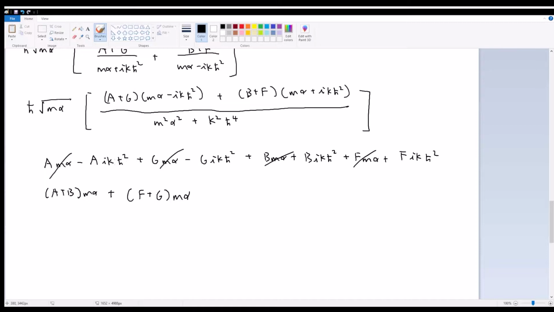Let's see. We also have ik h bar squared times negative a plus b. So we're going to do plus (negative a plus b) ik h bar squared. And then we have plus (f minus g) ik h bar squared.